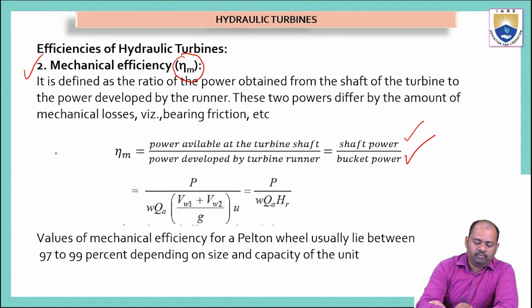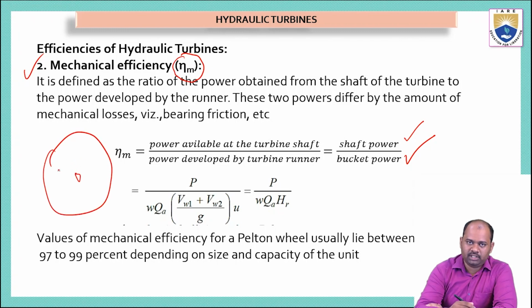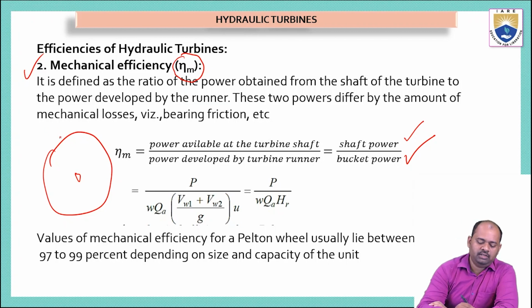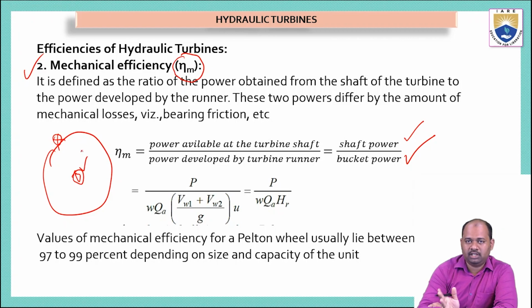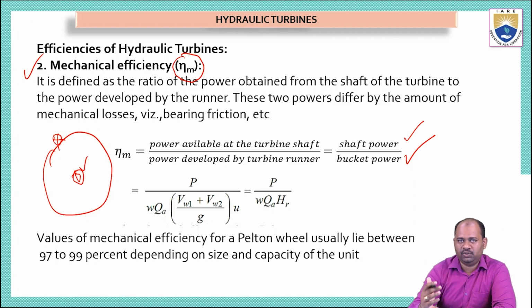When the runner is rotating, at the center we will have a shaft which is attached to the runner and it will rotate along with the runner. The energy available at this point is the energy of the bucket, and the energy available at this point is the energy available at the shaft. Now we will take this ratio and calculate the mechanical efficiency, that is, how efficiently the energy is converted into rotation. The rotation of the turbine is converted into mechanical energy.